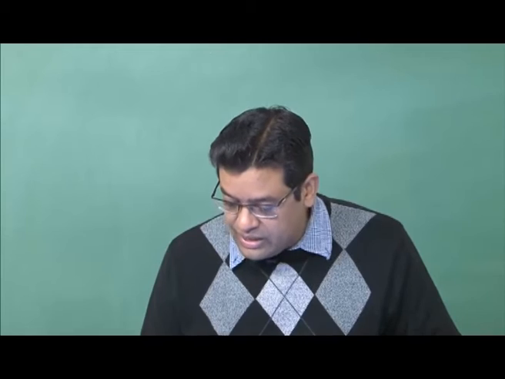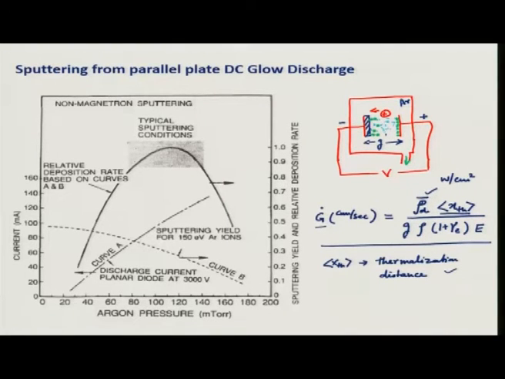If the distance between the cathode or target and the substrate is large, then of course your growth rate will go down, because it will act against this thermalization distance. If this secondary emission coefficient is very large, then your growth rate will go down. And also if the energy of the ions, the sputtering energy, is very large, then your deposition rate will go down. Now let us shift our focus to the graph on the left hand side.